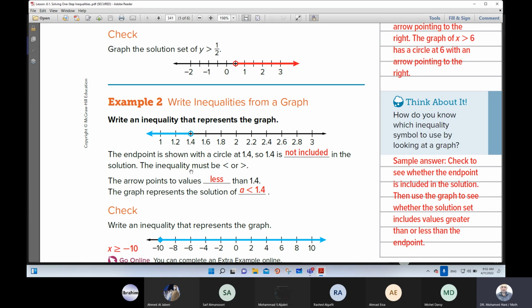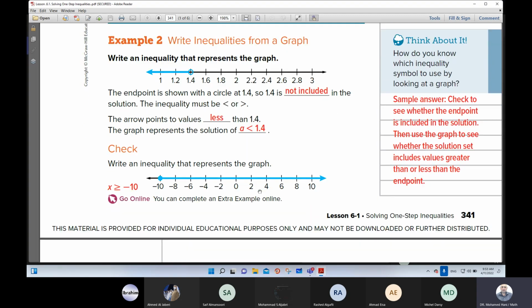The inequality must be less than or greater than, but the arrow points to values less than 1.4. As you see here, the direction to the negative side means the solution will be less than 1.4. So the graph represents the solution of a less than 1.4. So this is the inequality.